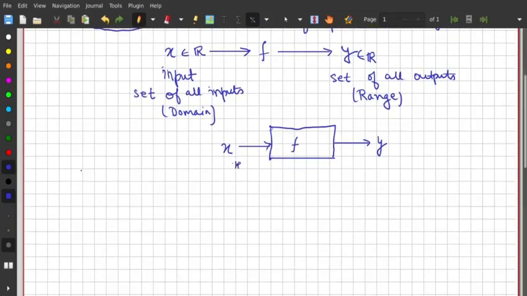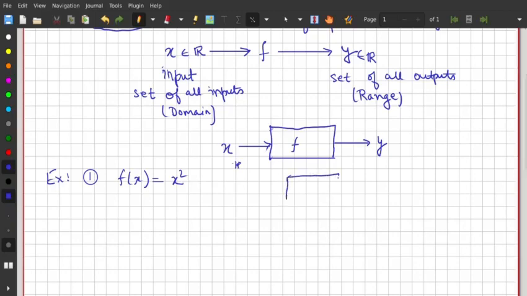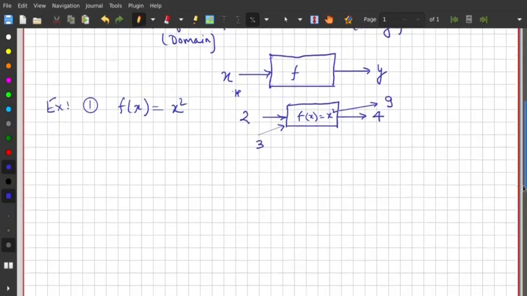Let's take a specific example. Example 1: we have the squared function, f of x equals x squared. Whatever input you give, it squares it and produces an output. Let's say we put the number 2 as an input, the output is 4. Provide the number 3 as an input, the output is 9. So it's squaring. You see it's doing some kind of an operation.